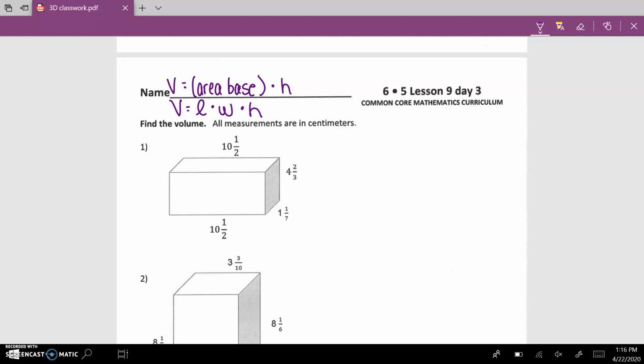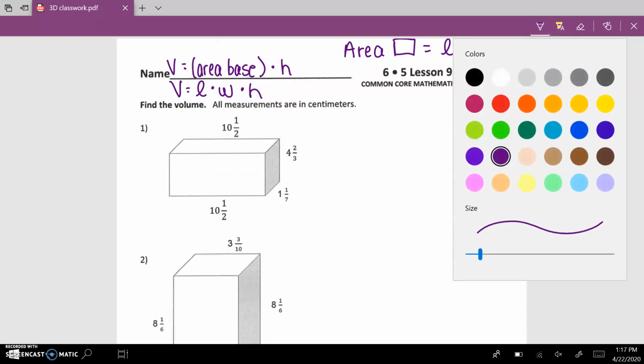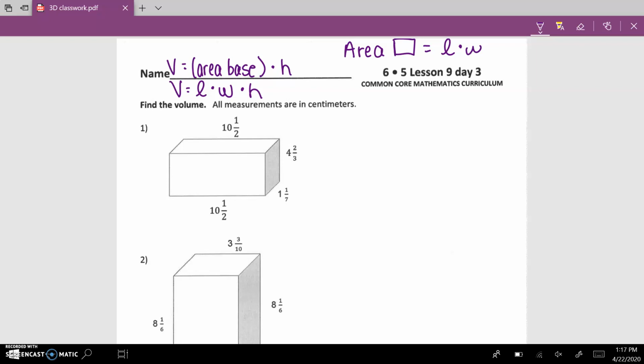Remember, the base in this case, the bottom of the shape, is a rectangle. Well, how do you find the area of a rectangle? The area of a rectangle is just the length times the width. So that's where that comes from. Okay, so I'm going to do a little bit of color coding like I did in the last one. So number one, I'll make this 10 1/2. This will be my length.